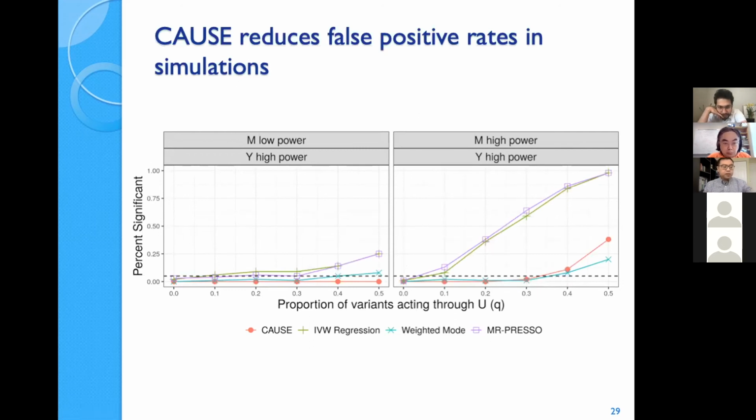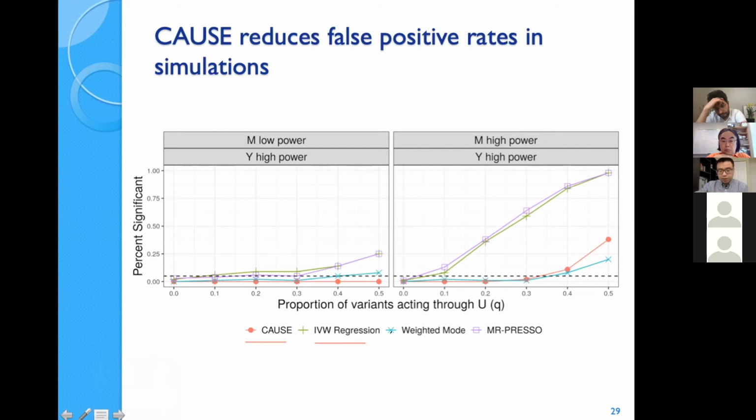So we first assess the model using simulations. We found that CAUSE reduced the false positive rate in simulations. Basically, in the simulations we have no causal effect, so gamma equals zero, but we have this q. q is the proportion of variants acting through the shared factors, right? We vary this q parameter from 0 to 0.5, and the y-axis shows how often the method detects significant effects. So those are basically false positive rates. We compare CAUSE, that's our model, and some other MR methods.